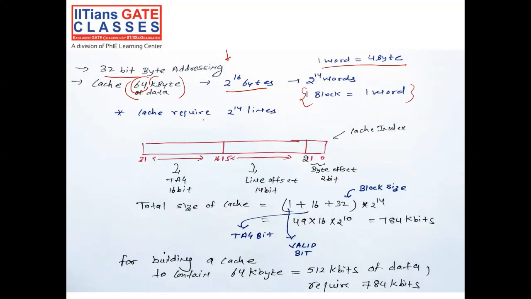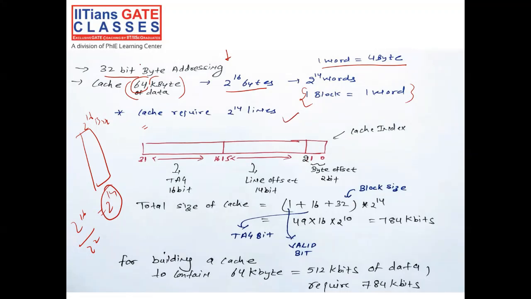So how many lines are in the cache? Your cache memory, which is 2 raised to the power 16 bytes, you need to divide into equal parts of blocks. The block size is 4 bytes, so you calculate 2 raised to the power 16 divided by 2 raised to the power 2, because it's 4 bytes, right? So 2 raised to the power 14 lines in the cache.